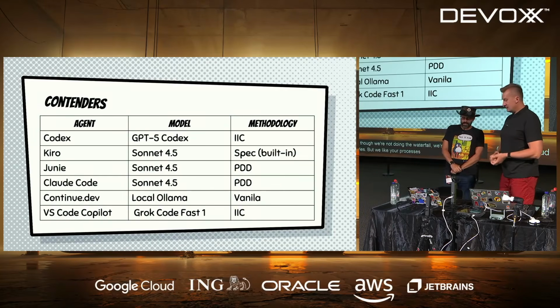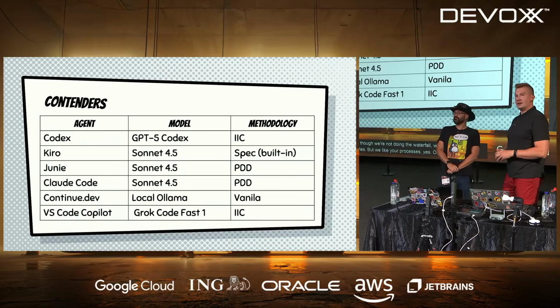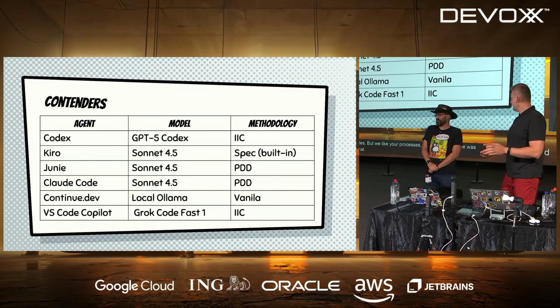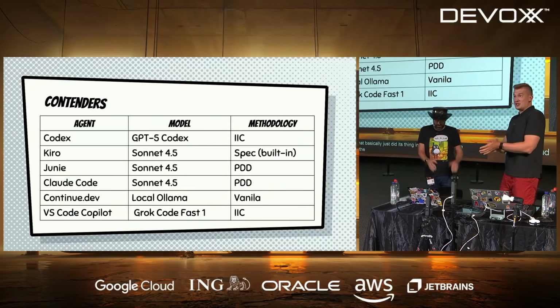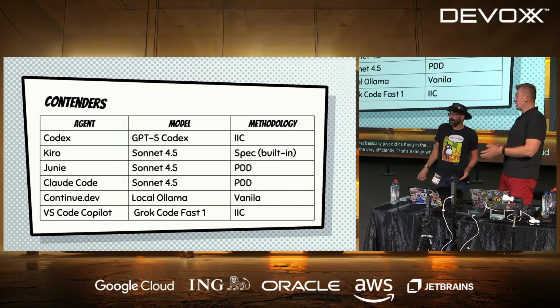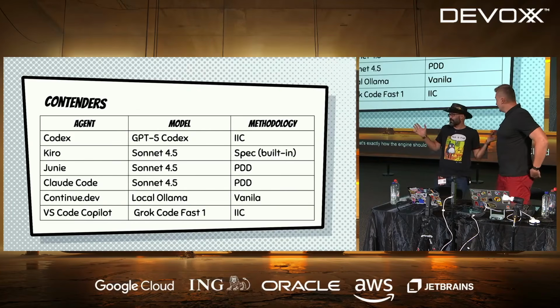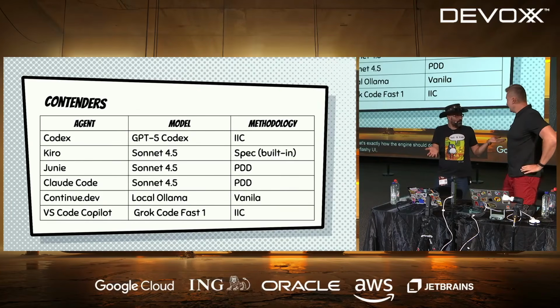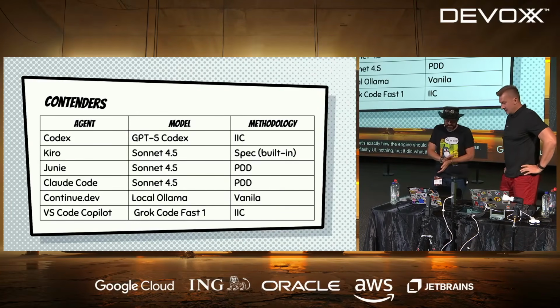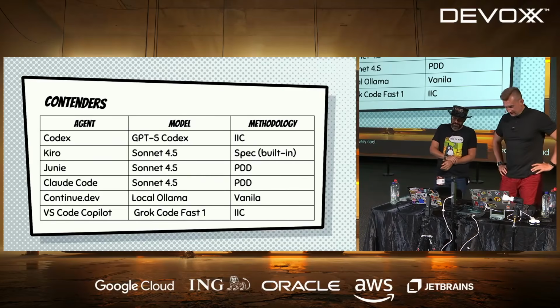Okay, next one was Claude Code, which basically just did its thing in the background. Very efficiently. That's exactly how the agent should do things, right? It was like no fuss, no flashy UI, nothing, but it did what it needs to do. Yeah, that was very cool. And a list of strugglers.